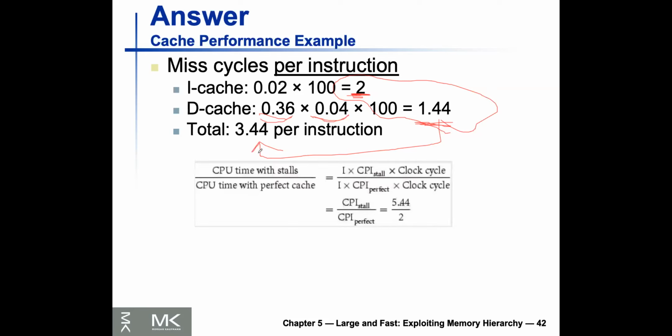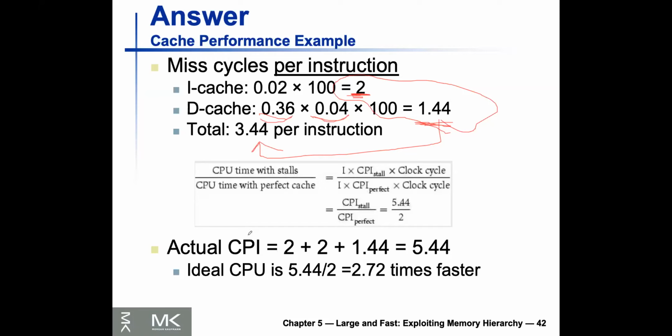Now, by just adding this, we have the CPU time with stalls, which is the case that we have, and the CPU time with the perfect cache that never misses. So we have to determine the ratio between these two. This would be the number of instructions multiplied by their CPI, multiplied by their clock cycle. This one would be the CPI of the perfect case multiplied by clock cycle. Now we have determined the I's for this. By just dividing these two, you can easily see that it's going to be 5.44 divided by 2, which was given to us as a base.